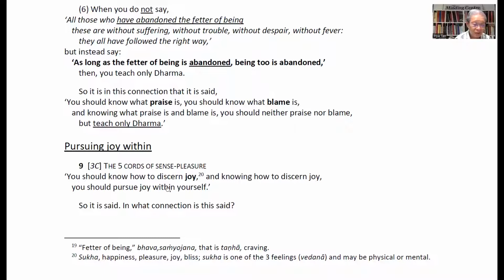You should know how to discern joy. And knowing how to discern joy, you should pursue joy within yourself. What does this mean? You see, when we talk about meditation, you find some people will tell you very strange things like, "Don't feel happy, don't look for joy, don't get attached to this, because all this will bring suffering," right? The Buddha says the other way. He says, you should know what joy really is. What kind of joy is it that is good in meditation? In what connection is this said? What is this joy?